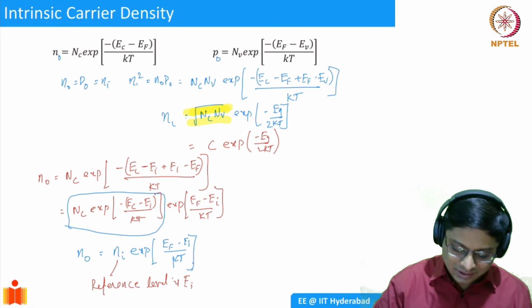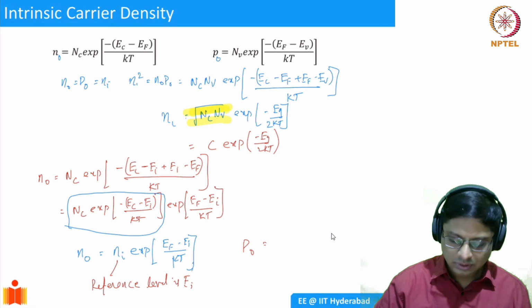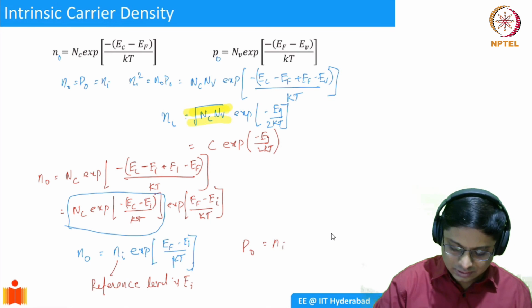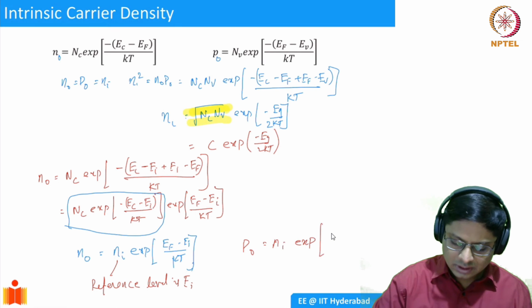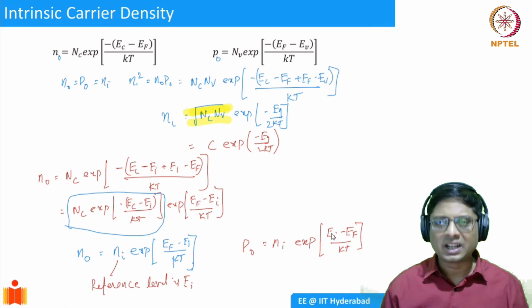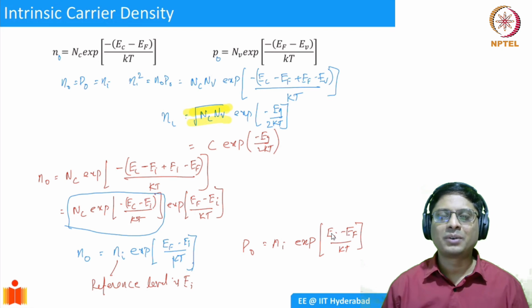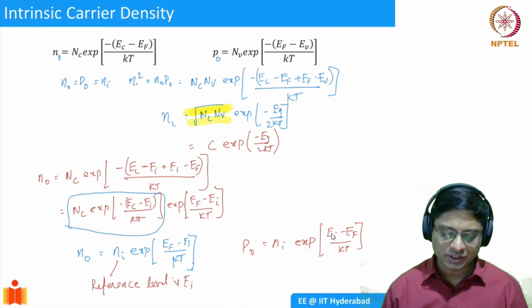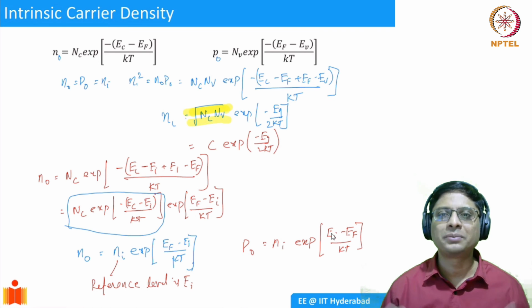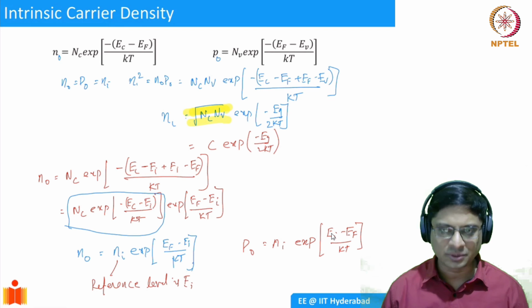Similarly, P naught is going to be Ni exponential Ei minus Ef by Kt. I'm just trying to tell you how I remember it. You could also try to come up with your own ways of remembering, but it's essential that you remember these formulas because we will use them routinely. Come up with any logical approach of remembering this, it should be fine.